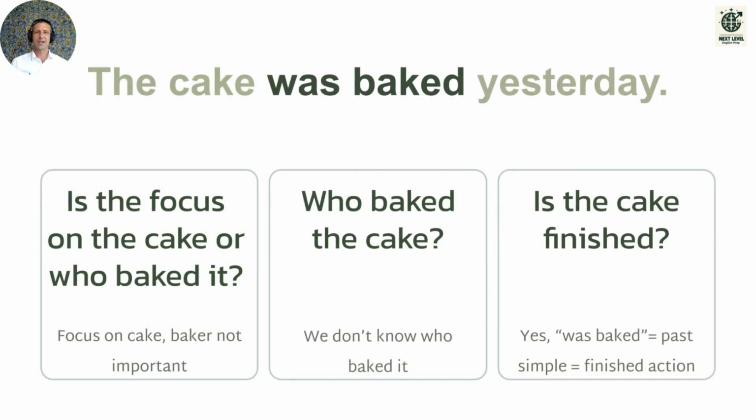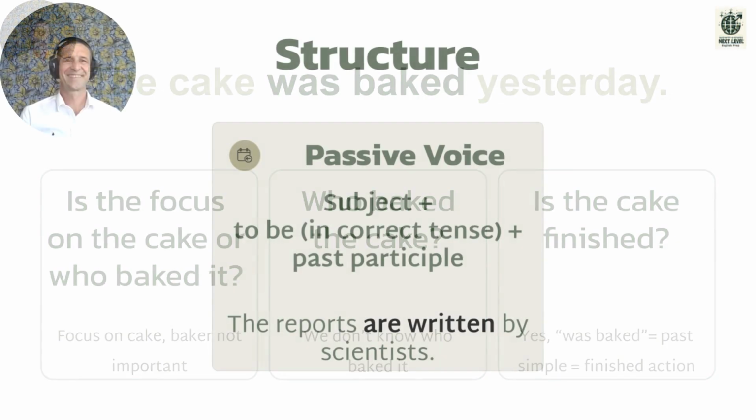Let's check real quick. Look at this sentence. The cake was baked yesterday. Is the focus on the cake or who baked it? The focus is on the cake. The baker's not really important here. Who baked the cake? That information isn't included. We don't know or we don't care. Is the cake finished? Yeah. Was baked is past simple. So it's a finished action.